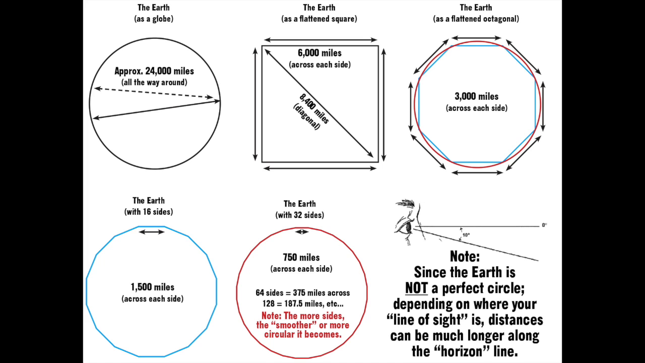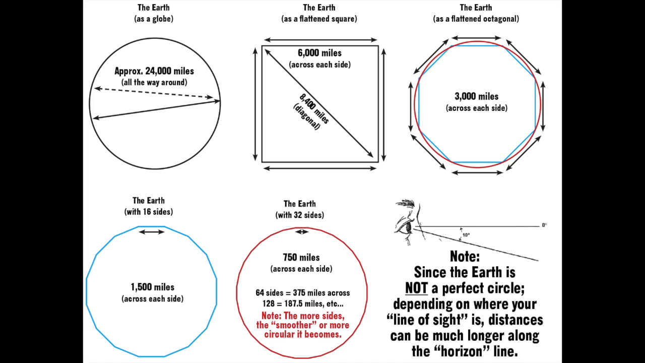Now, if you look at the third in the upper right-hand corner, as you turn it into an octagon, there's 3,000 miles along each so-called side at that point. Now, if you further take it to the lower left to a 16-sided figure, it's 1,500 miles. And then, as you see, once we hit 32 and then ultimately 64 or 128, the difference becomes, it starts to look like a globe again.